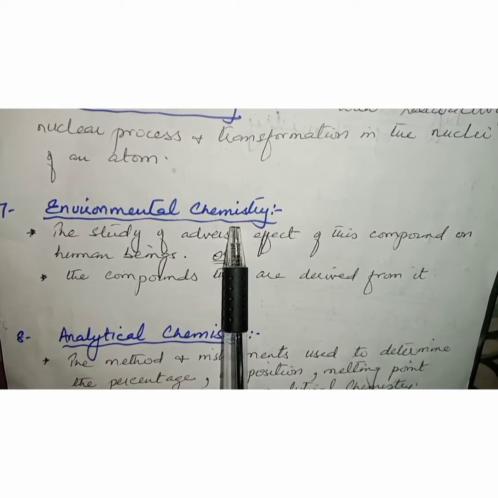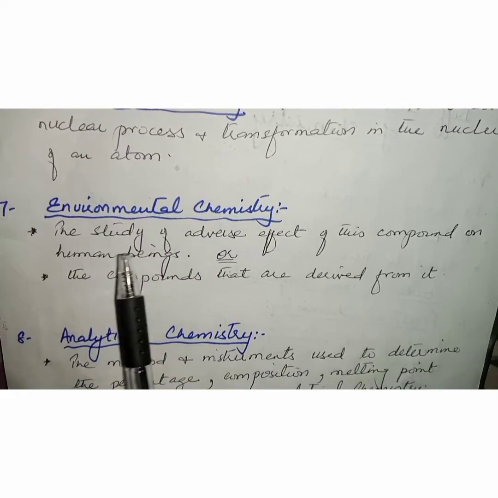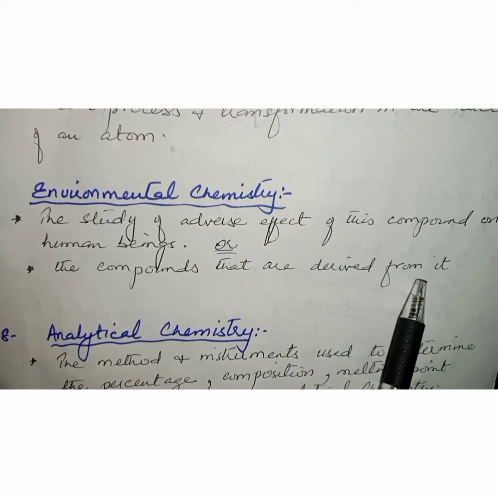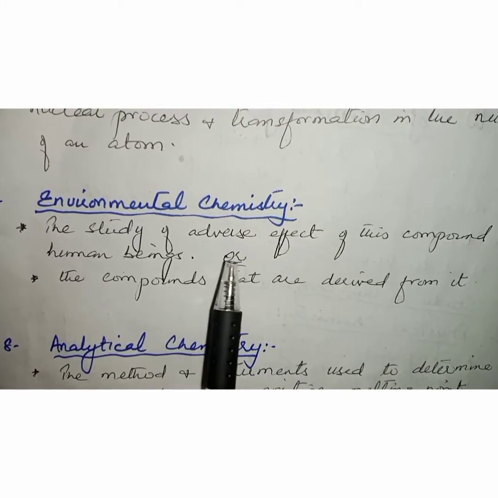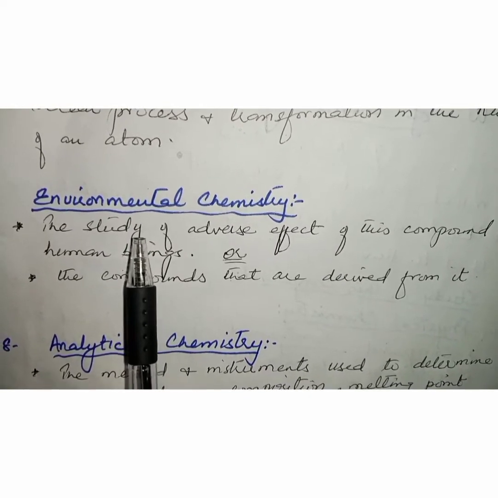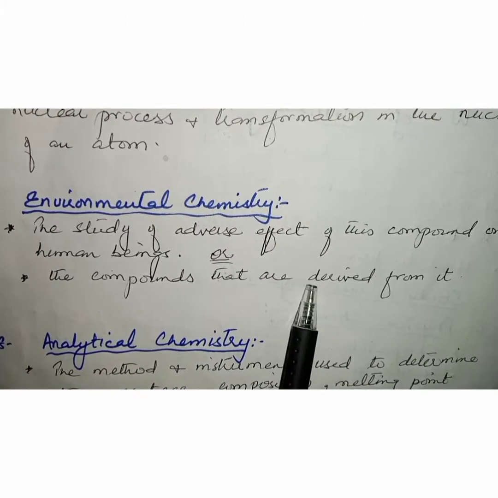Now the seventh branch is environmental chemistry. As the name indicates, it is related to the environment. It is the study of the adverse effects of this compound on human beings, or of the compounds that are derived from it. Students, we are discussing acetic acid. Whatever adverse effect it is going to have on human beings is studied in environmental chemistry, and the compounds that are derived from it are also included in the study of environmental chemistry.